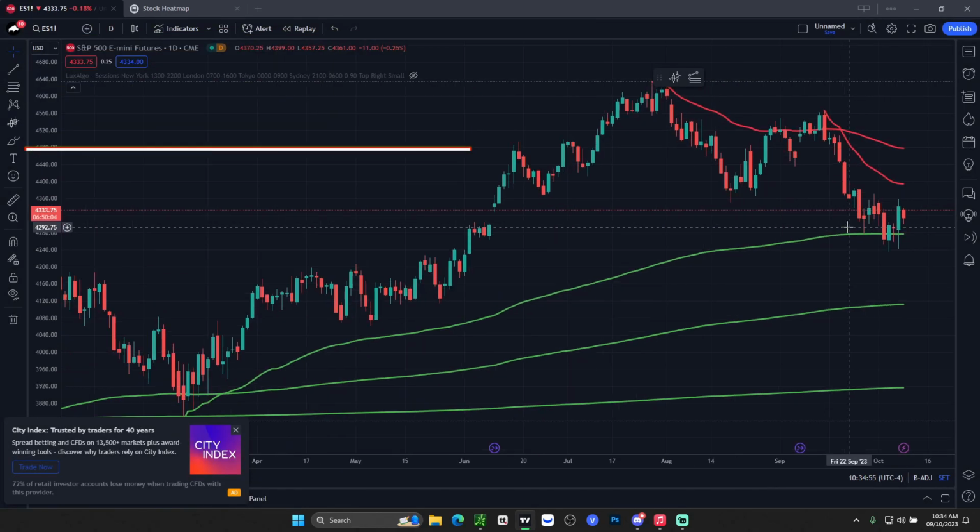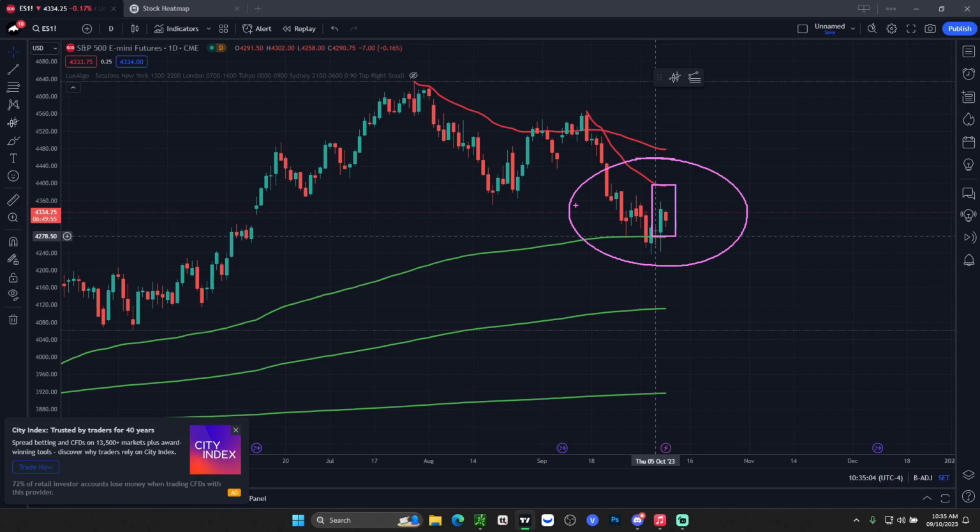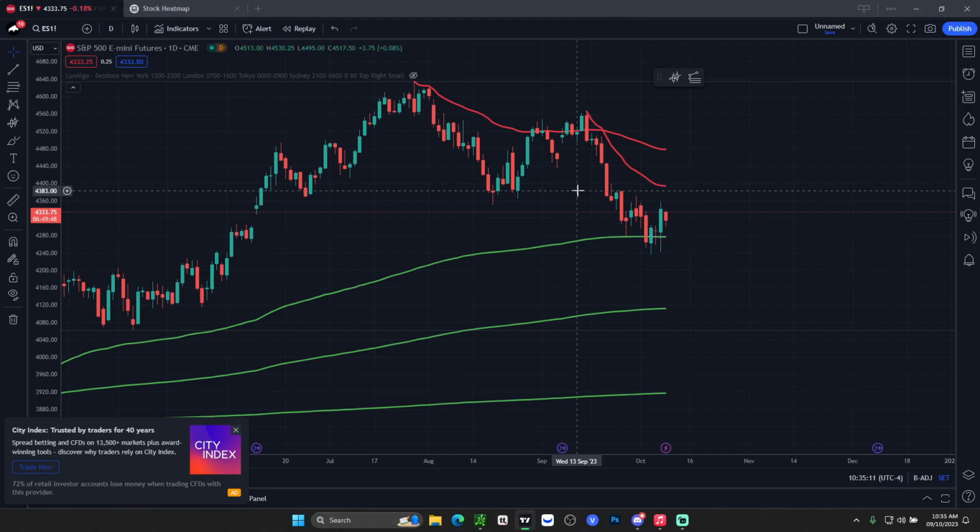There we go. So again, not as clean on this one, but we do have our support here, and that's at 4,278. As of right now, we're still within this range, like we've seen on the Qs, the Nasdaq Futures and the SPY. No different from that. So we still need to wait for that break. But as of right now, we're holding the support.